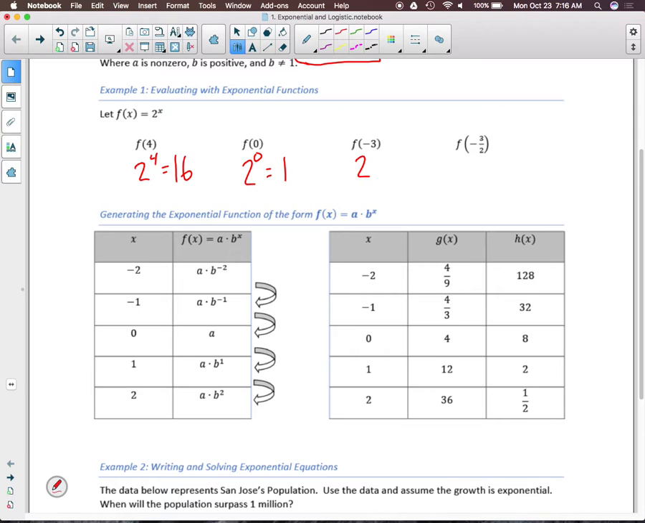Next I have 2 to the negative 3, so we have to remember what negative exponents do. A negative exponent is going to rewrite this like that, and then we can simplify that as 1 over 8. And last we have the fractional exponents. Those are the trickier ones.